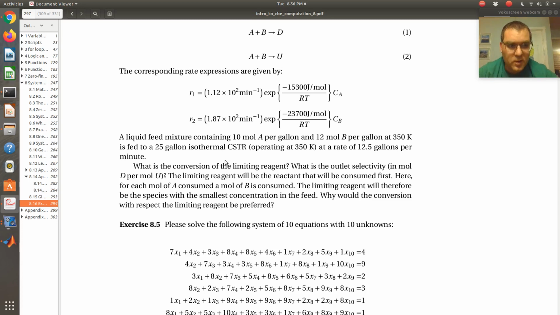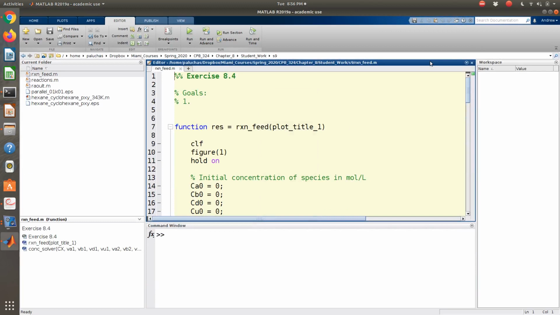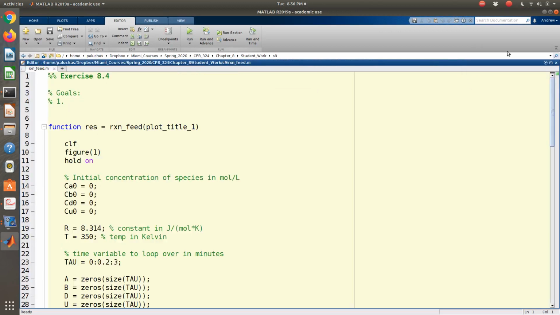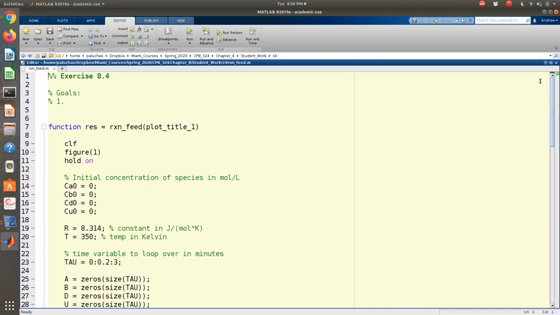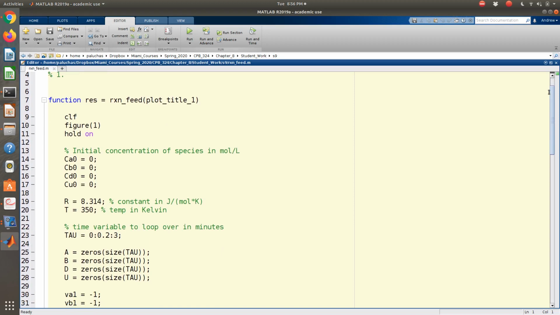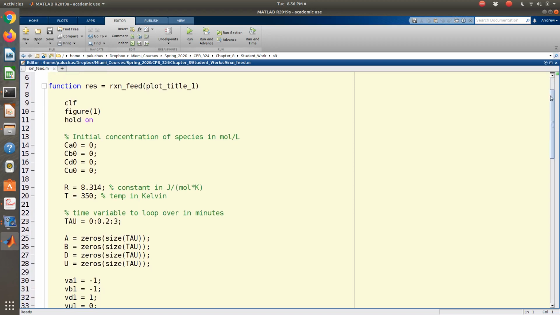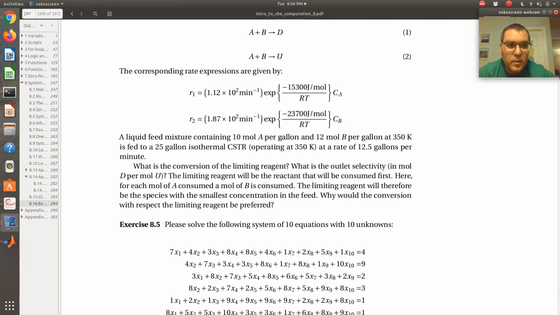Okay, so let's look at the specific code that was sent, and let's just see what we have. Okay, so we have this function titled reaction feed.